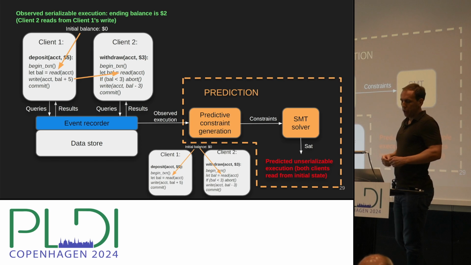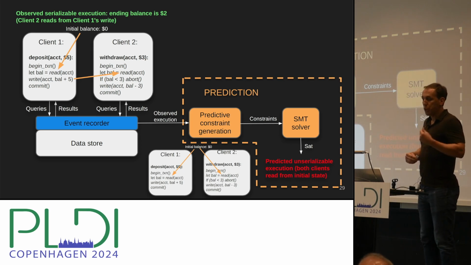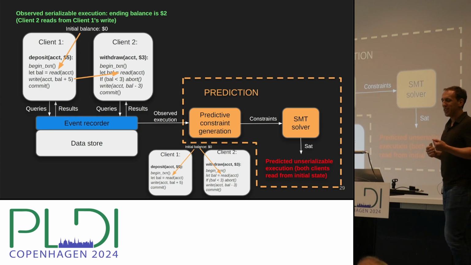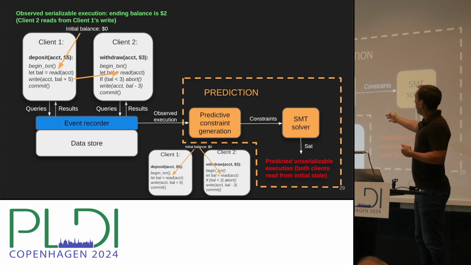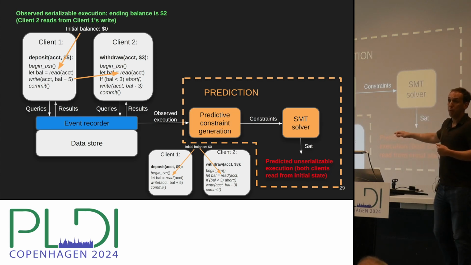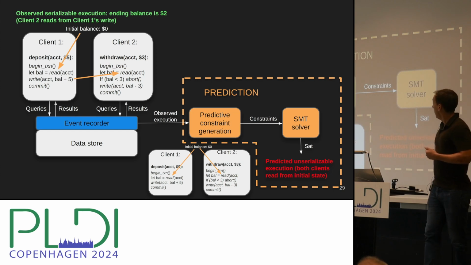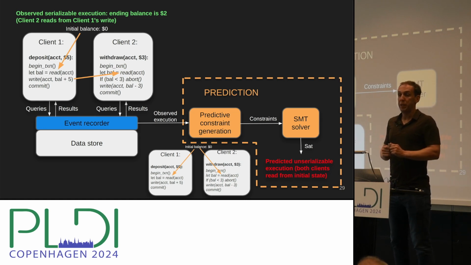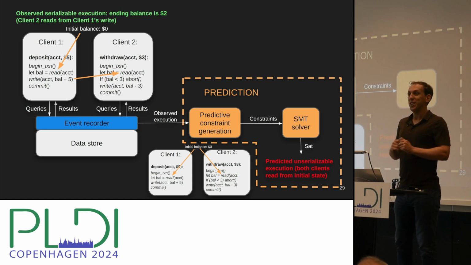The predicted execution that the prediction component of IsoPredict would come up with, as I've currently described it to you, is going to be one in which it will say, oh, well, both clients can read from the initial state. However, that execution is actually infeasible, because if client 2 reads from the initial state, it'll read the value 0, which is less than 3, and so it will abort.